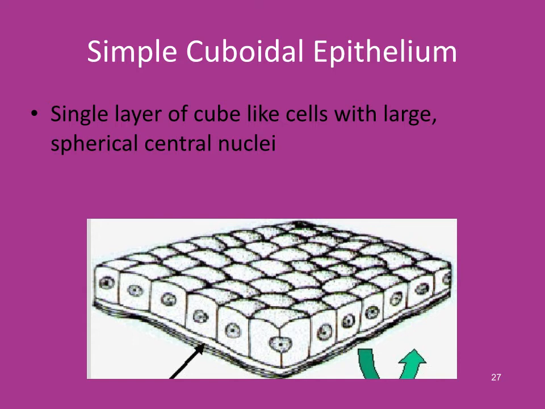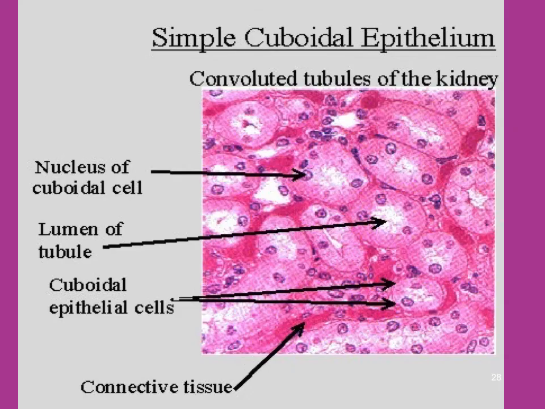Simple cuboidal epithelium, the next one. Remember that it's a single layer, otherwise it wouldn't be called simple, right? It's cuboidal because the cells are cuboidal kind of shaped, and there they are. Every cell touches the basement membrane, and every cell touches the lumen up here at the apical surface. Okay? By definition, it's a simple type of epithelium.